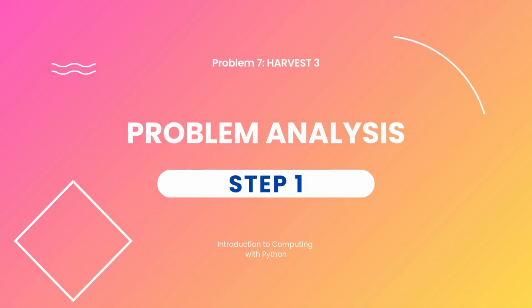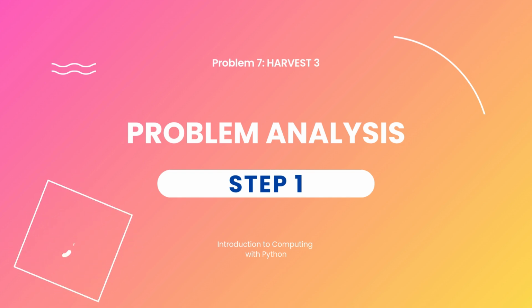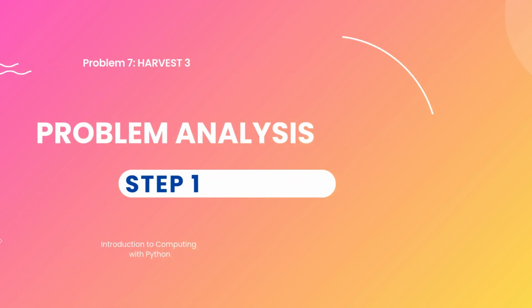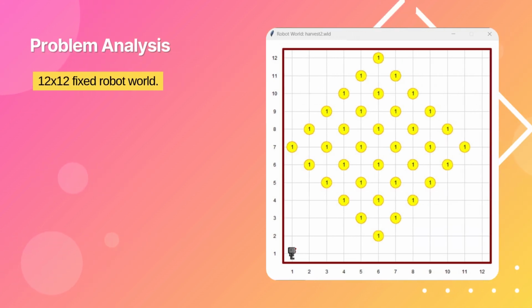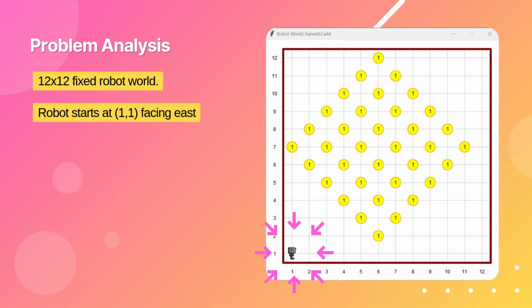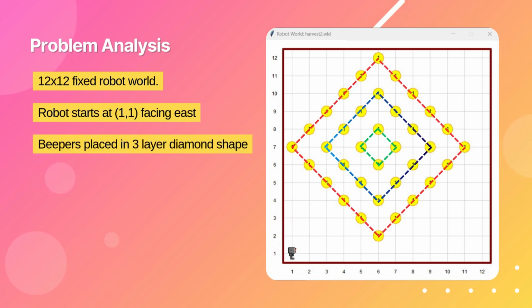Alright, let's get started with the first step of our computational thinking approach, problem analysis. Here's what we know about our harvest all the carrots problem. The robot world is a fixed 12 avenue by 12 street grid, and the robot starts at Avenue 1, Street 1 facing east. Beepers, representing carrots, are placed in a diamond shape across 3 layers.